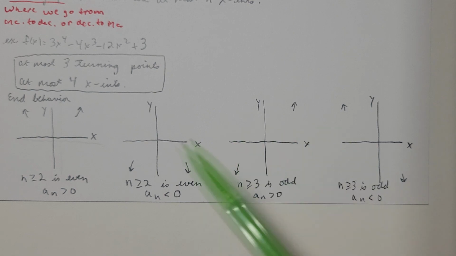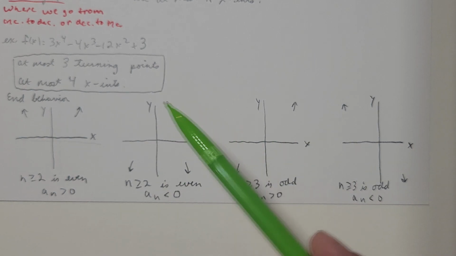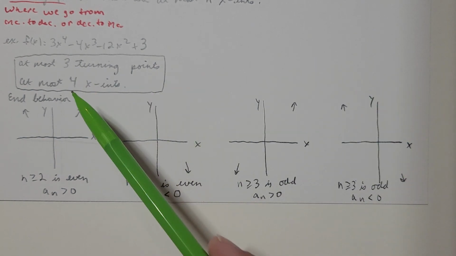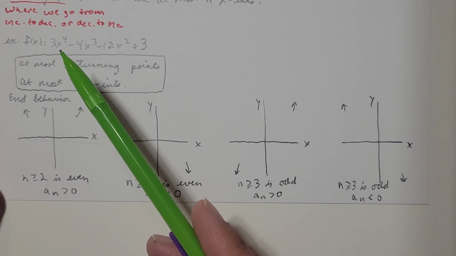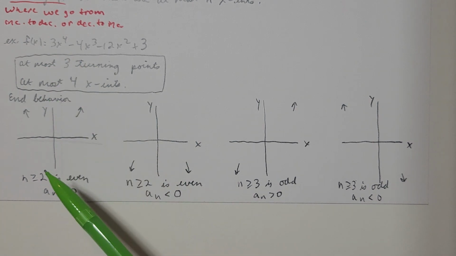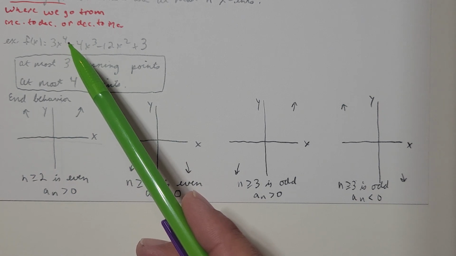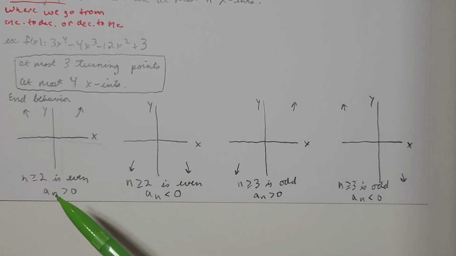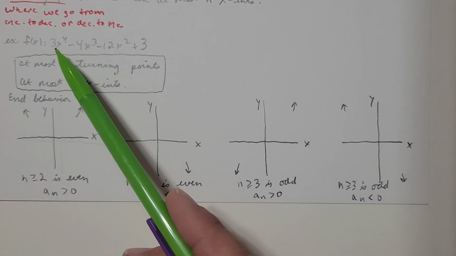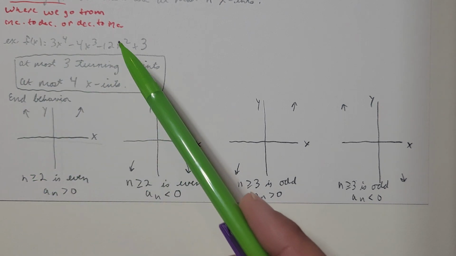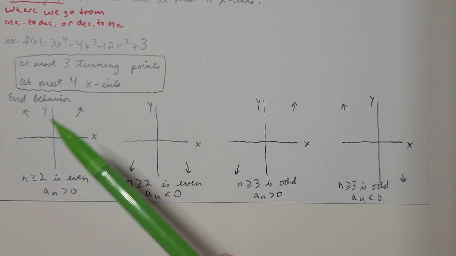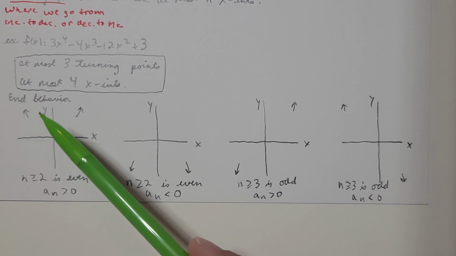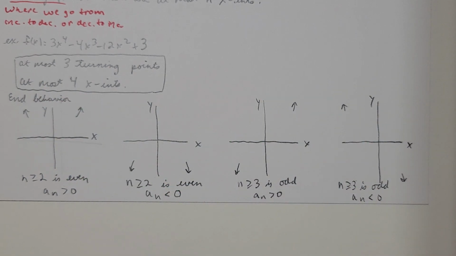If I want to do anything with graphing, I can know how many turns there would be. And by the way, this function is going to open upward on both ends. So n is 4, 4 is an even number, and a sub n is 3. I have no idea what this curve looks like, but I know what's happening on both ends. I'm going to open upward on both ends.